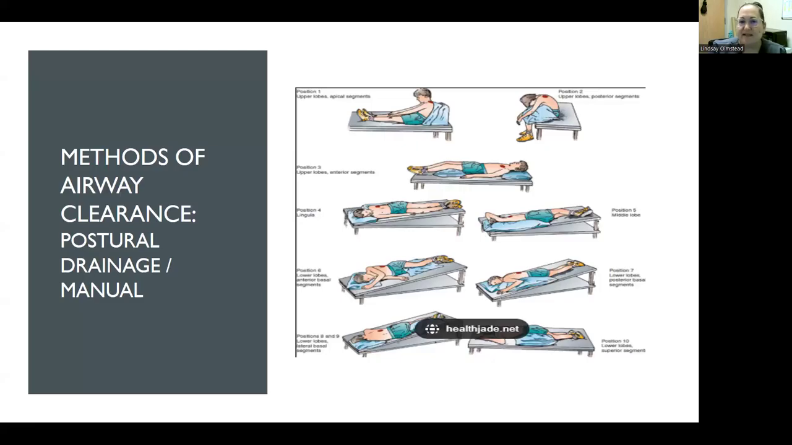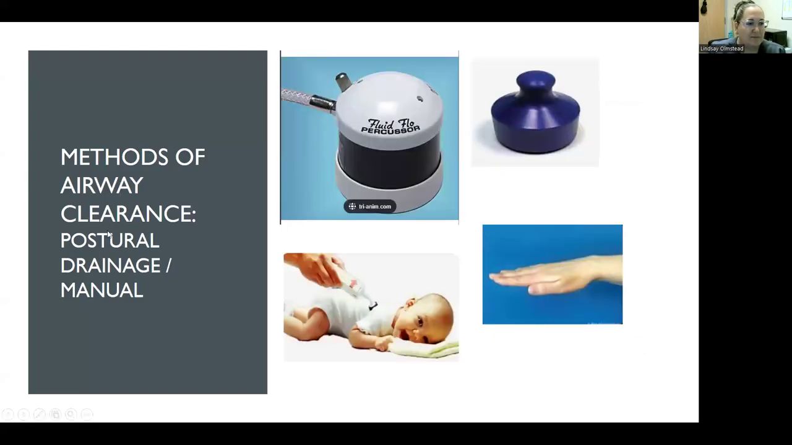You may not be giving them the best therapy if you can't utilize this postural drainage. So with postural drainage, these are some manual ways we can do the airway clearance. So we have a manual percussor with the little blue cup, and you just kind of hit the patient in the area you want. You can use your hands.